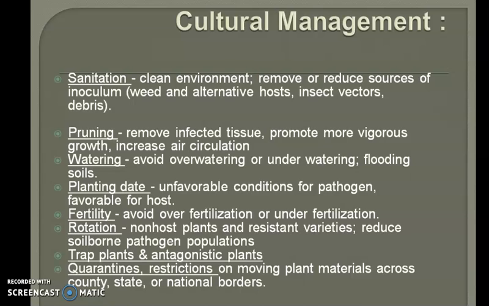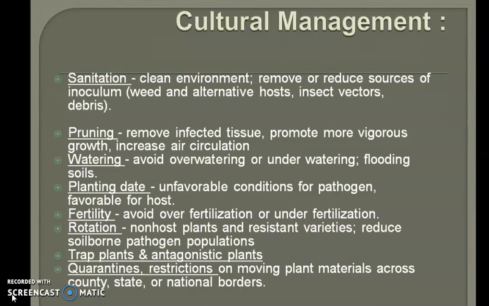Coming to the watering procedure, you should avoid overwatering or underwatering, and flooding of the soil is also not promoted. Then the planting date. The planting calendar should be such that it provides unfavorable conditions for pathogens and a favorable time for the host. Now coming to fertility, we should avoid over fertilization or under fertilization. The fertilizers provided should be at the optimum level that promotes the growth of the plant.